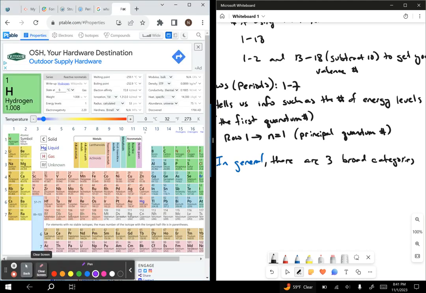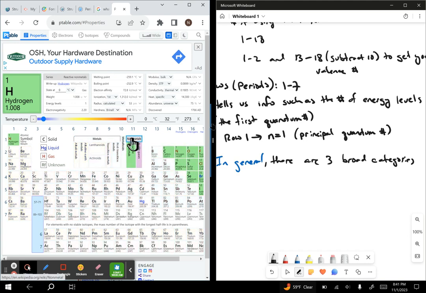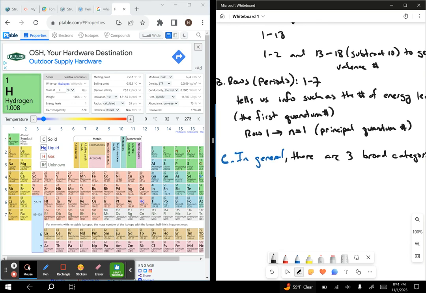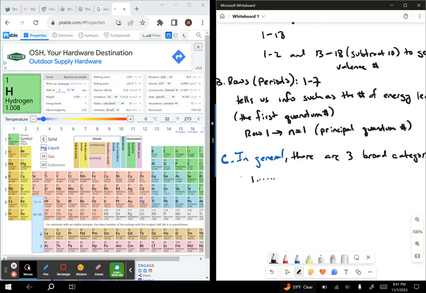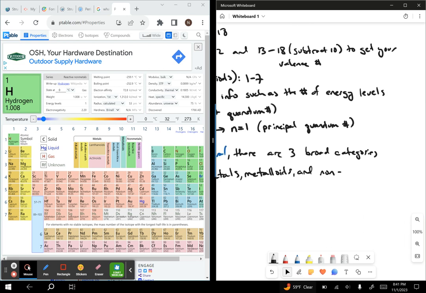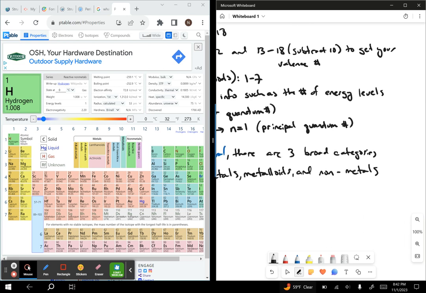And again, if we come over here and look at our periodic table, what are those general categories? You have your metals, nonmetals, and in between are your metalloids. They have some characteristics of metals and some characteristics of nonmetals, okay? So let's go ahead and just delineate those. Let's just mark that down, okay? You have your metals, you have your metalloids, and nonmetals, okay?